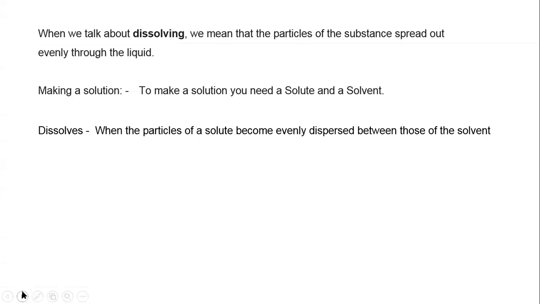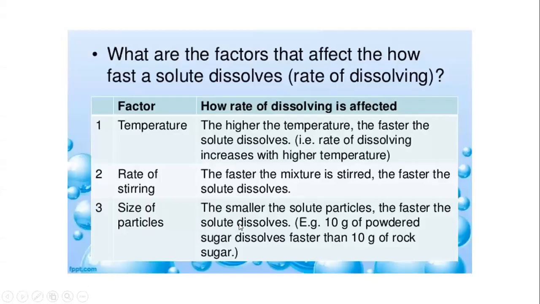Okay, so now I'm going to continue. What are the factors that affect how fast a solute dissolves? This means the rate of dissolving. It's very important for you to know these three factors because it can come out in your test. They can ask you to define the term dissolving, then ask what are the factors that affect how fast a solute dissolves. The factors are temperature, rate of stirring, and size of particles.